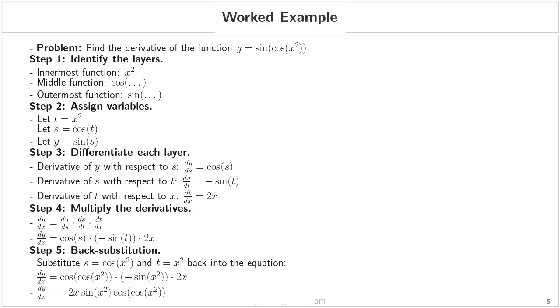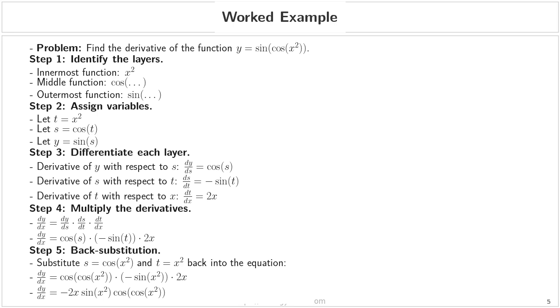The final step is back substitution. Since our original problem was in terms of x, our final answer must also be in terms of x. We replace s with cosine of x squared and t with x squared. This gives us cosine of x squared multiplied by negative sine of x squared multiplied by 2x.